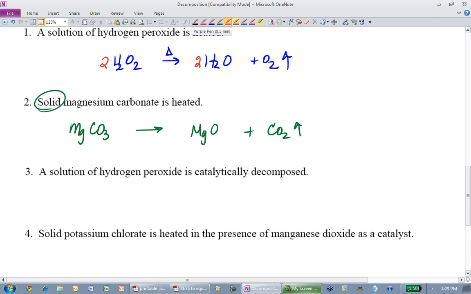A solution of hydrogen peroxide is catalytically decomposed. Oh, okay. Maybe this is important if it keeps showing up over and over again, huh? Gonna have to double both of these. And again, that's oxygen gas.